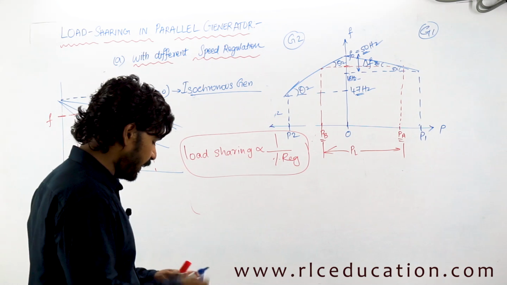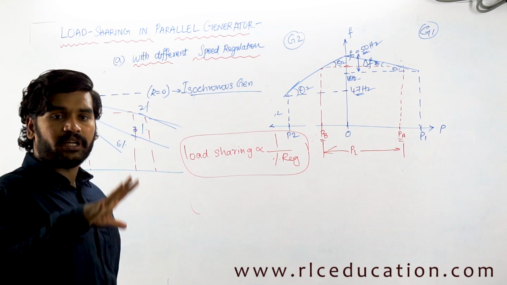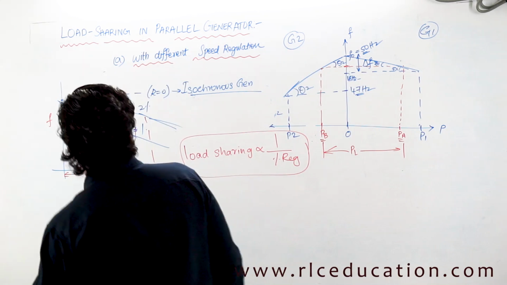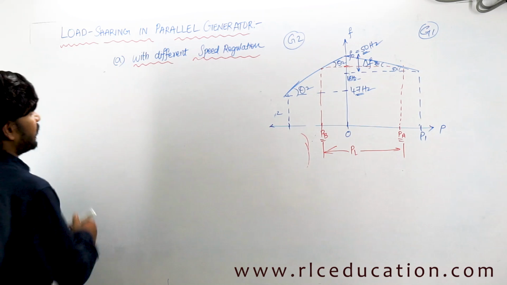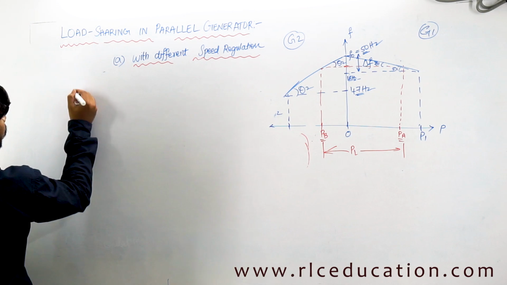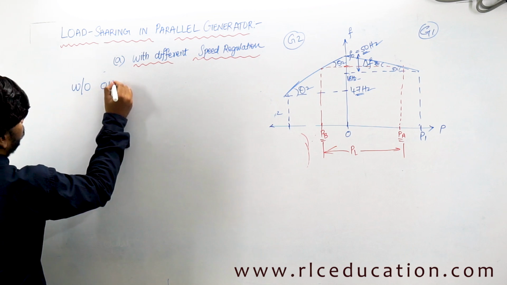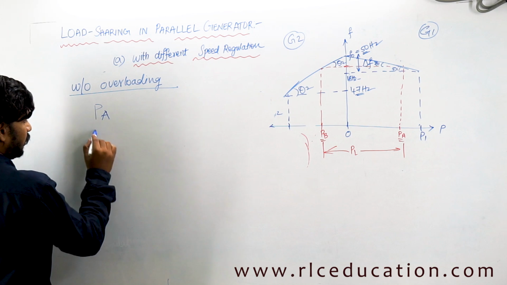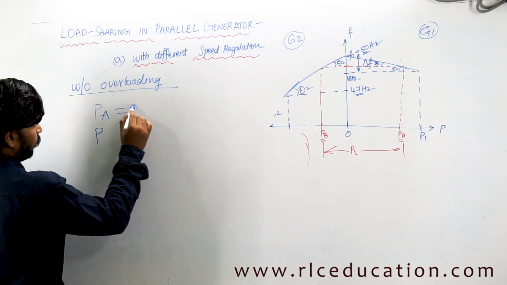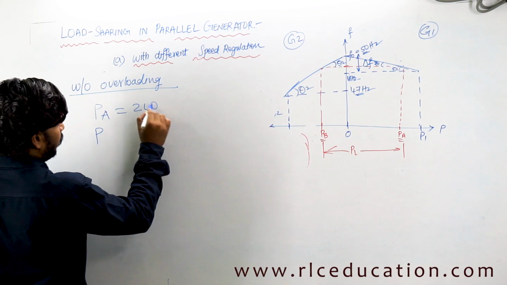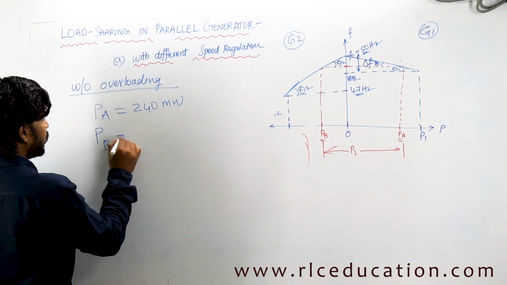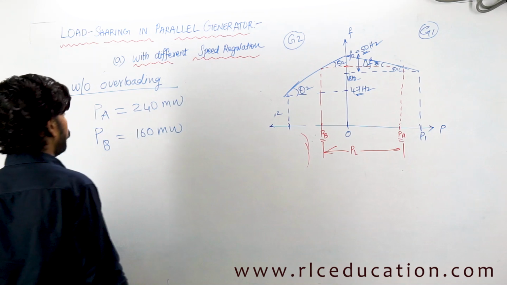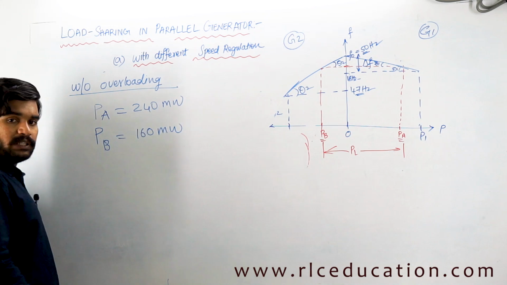So the next case would be, what would be the maximum loading on each generator so that they are not driven into instability, without overloading. So the case is the same, different speed regulation, but without overloading of the generator. Now let us see the same condition only. Initially we found that generator A was sharing a load of 240 megawatt. Now generator B is sharing a load of 160 megawatt, isn't it? Generator A is 240, generator B is 160.